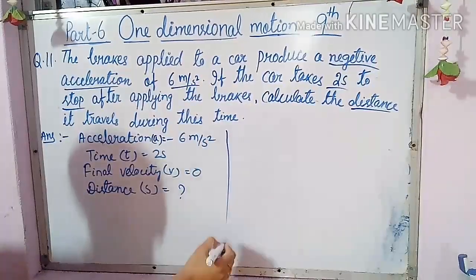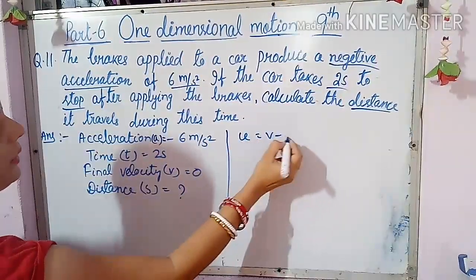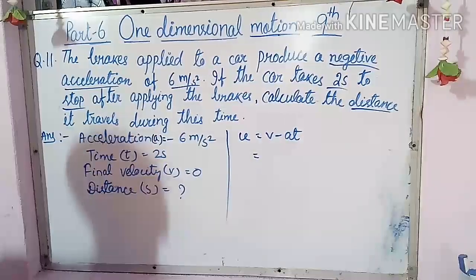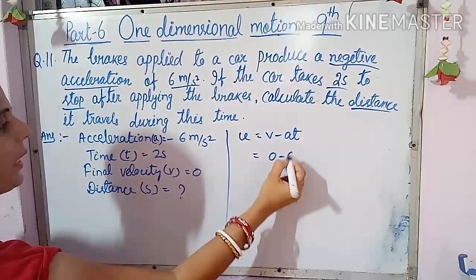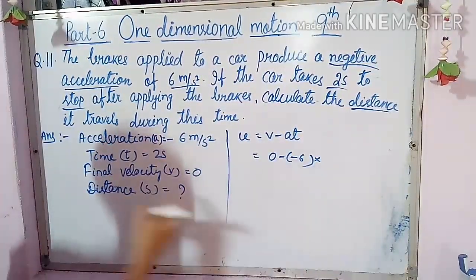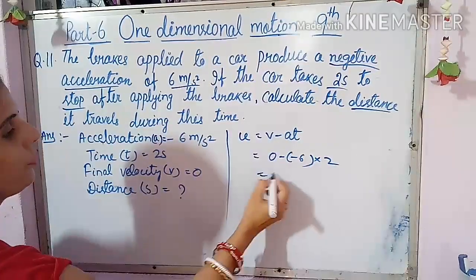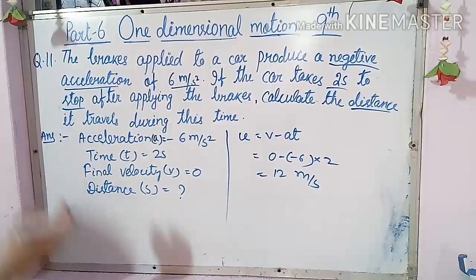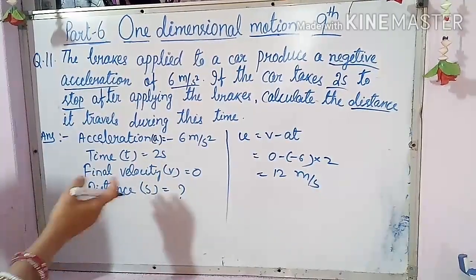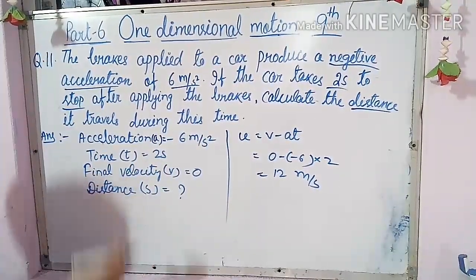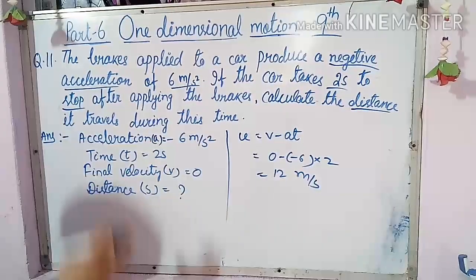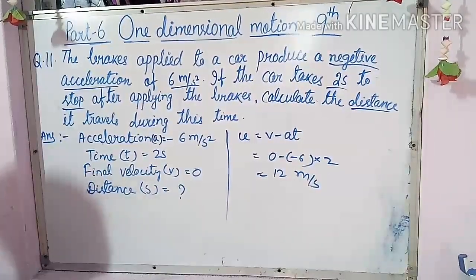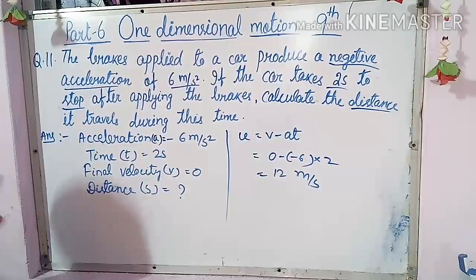Now putting that in, u equal to v minus at. v means it is 0. Minus of minus 6 into t, which is 2. So you will get u equal to 12 meter per second. Now you can put any equation. For v square minus u square equal to 2as, because v is 0 and you got 12, you can easily find out the square. So the third equation is easy to put here.